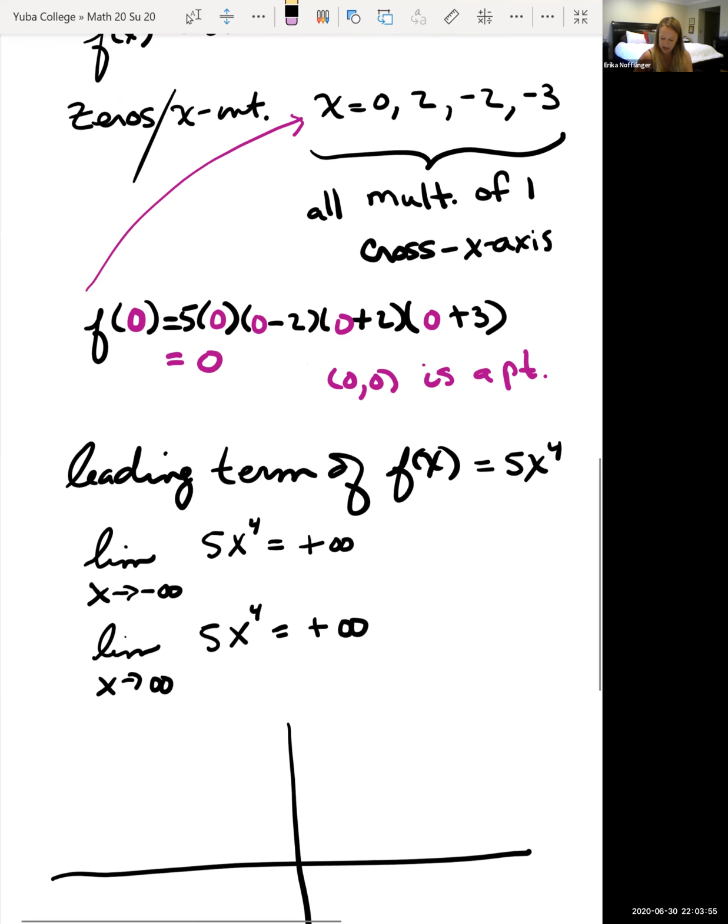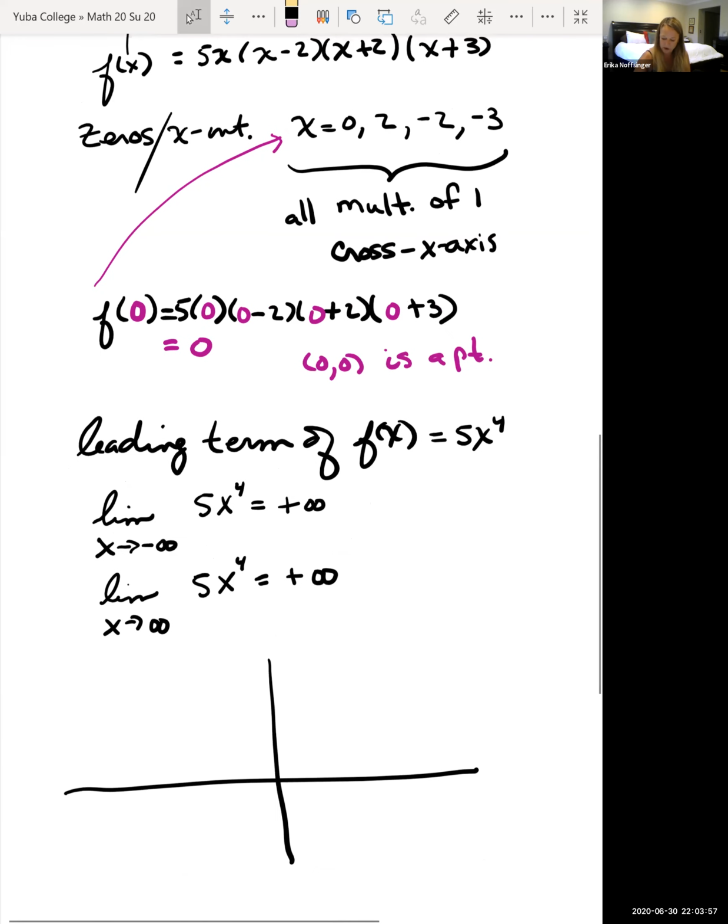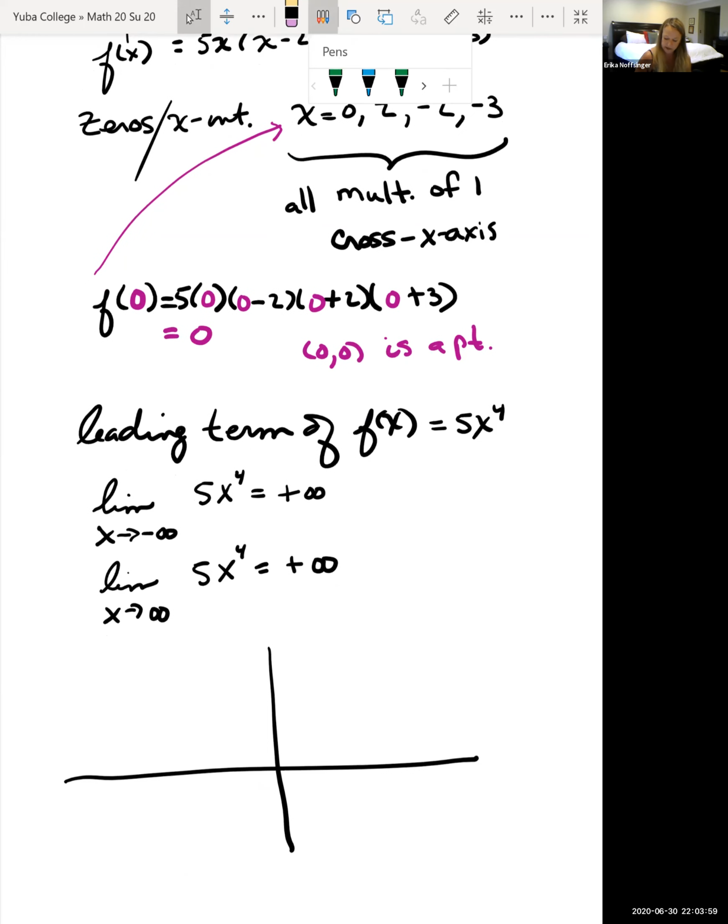Okay, so we have some particular values that are important to graph. So our x-intercepts. We found that was at 0, 0. At 2, 0. At -2. And at -3. We also knew that our end behaviors were shooting upwards.